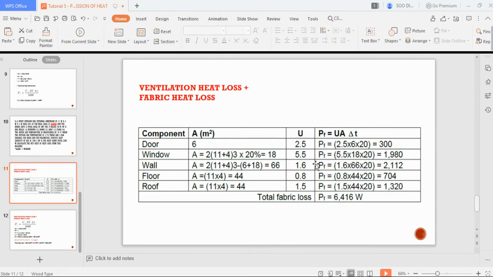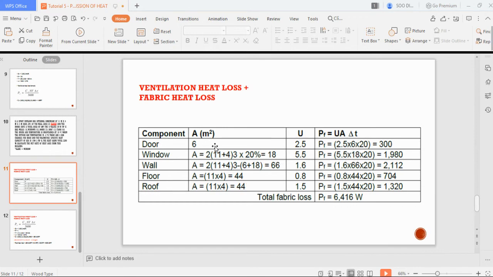So using the formula of the total fabric loss, which is P equals to UA, and then multiply by the temperature difference, you'll be able to get the fabric loss. So the total fabric loss is just accumulated sum of all this value, of all the component from the door, window, wall, floor, and roof.